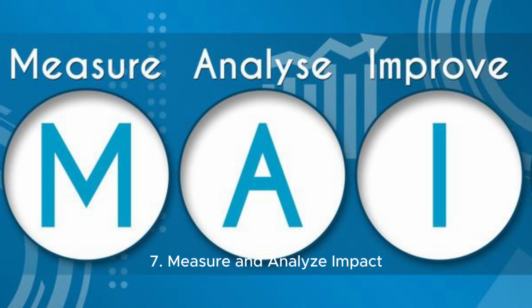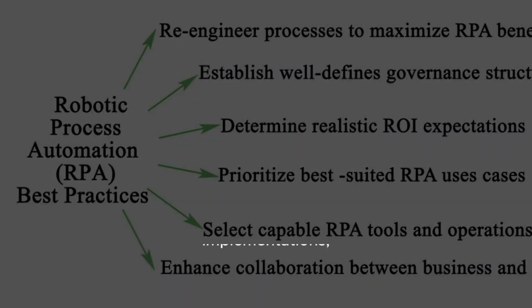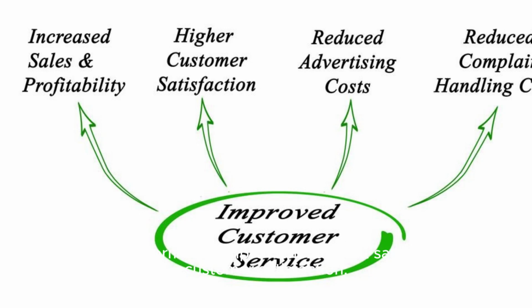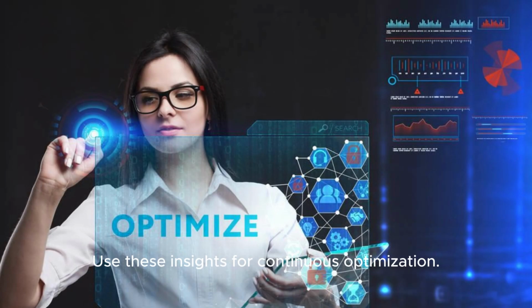7. Measure and analyze impact. Set metrics to evaluate the effectiveness of generative AI implementations, such as performance improvements, cost savings, and customer satisfaction. Use these insights for continuous optimization.